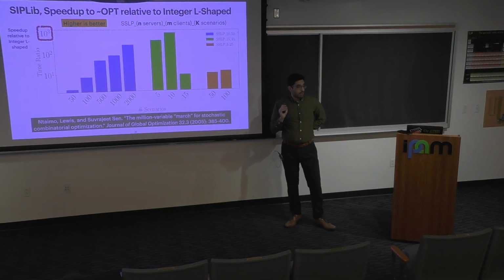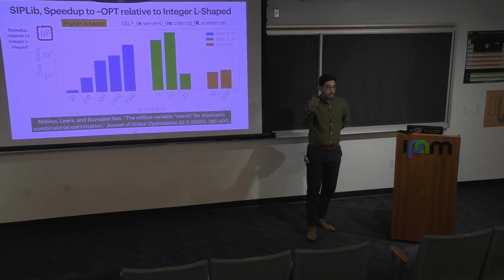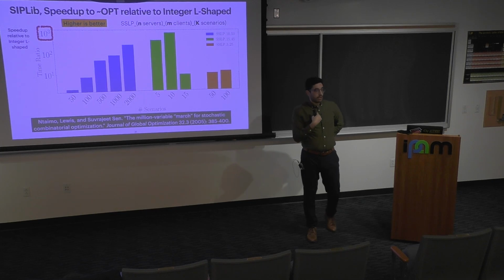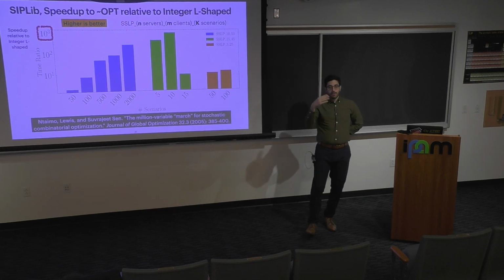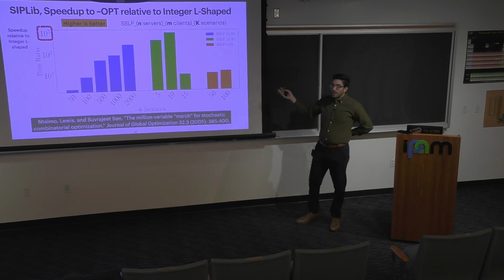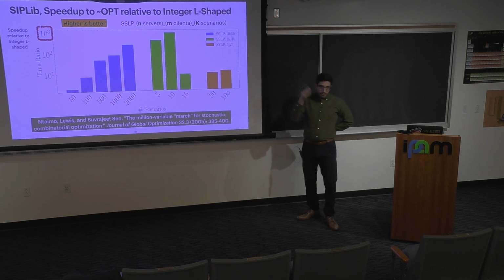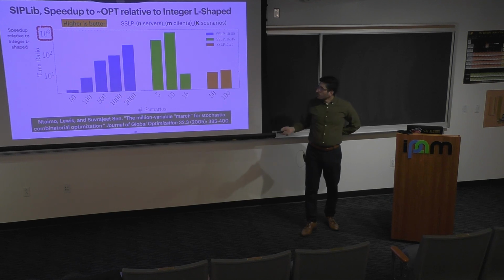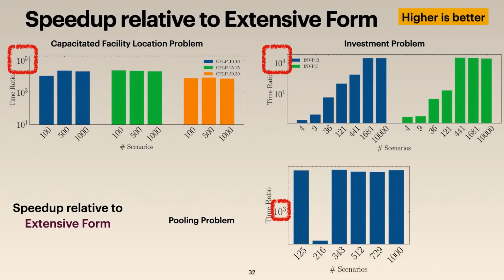Of course, it's an exact method. So in some cases, it can provide optimality guarantees, whereas we cannot. But in all cases, we essentially either recover an optimal solution or something very close to optimal. So we're not too worried about that. We're concerned more with finding good solutions very quickly. And these results carry over compared to extensive form in facility location, investment, pooling. You get orders of magnitude, 1,000 to 10,000 times faster, to essentially reach the best solution achievable by these methods.